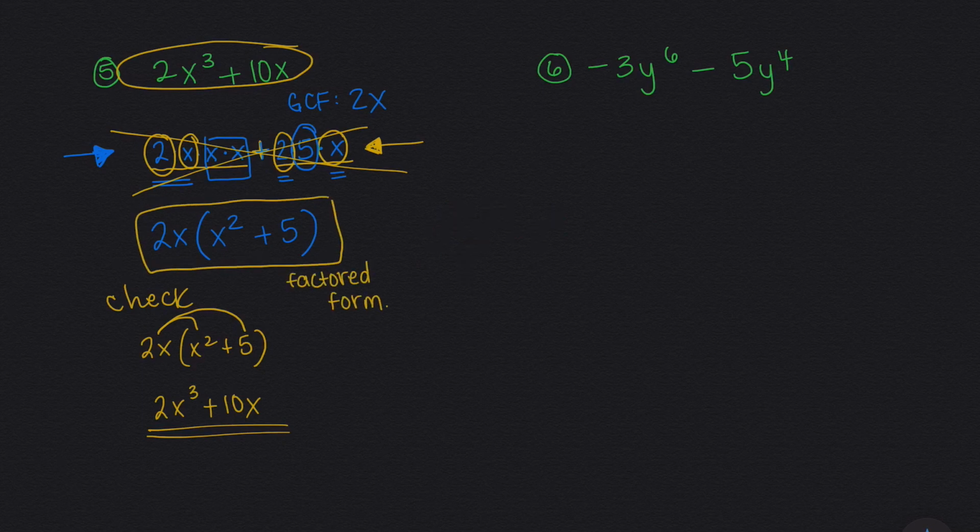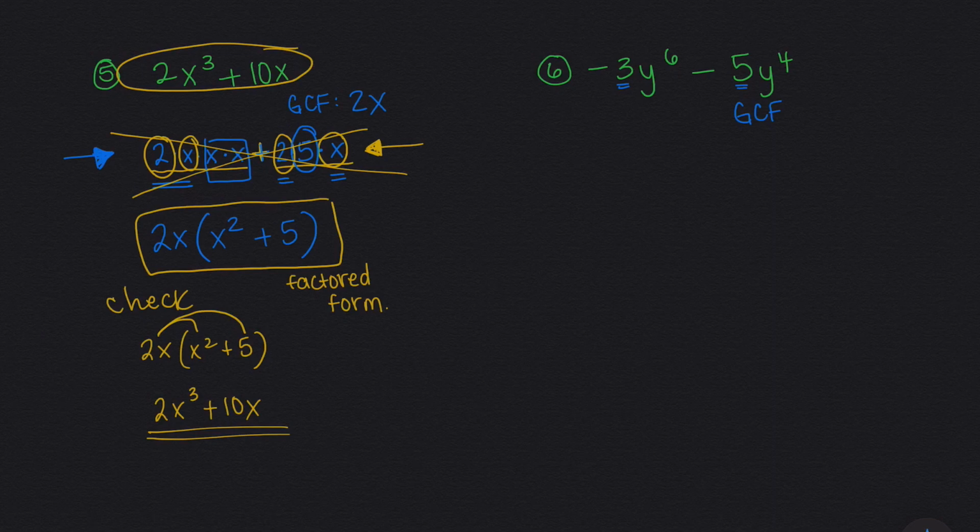Let's do that again. For number 6, we have negative 3y to the 6th power minus 5y to the 4th power. We're looking for the greatest common factor. But if you notice, 3 and 5 have no factors in common except for 1. Also notice that both terms have the variable y in it. The first term, we can think of it as having 6 y's. The second term, we can think of it as having 4 y's. That means that both terms have 4 y's in common. So the greatest common factor in this case would be y to the 4th power.